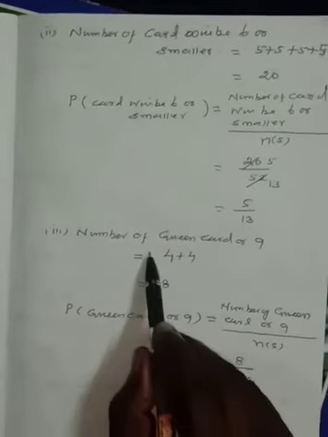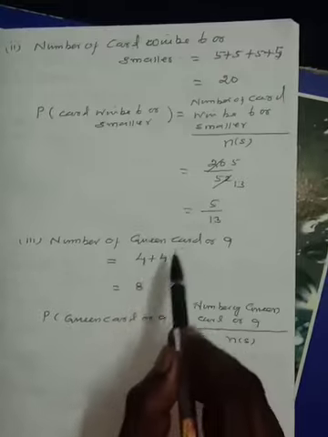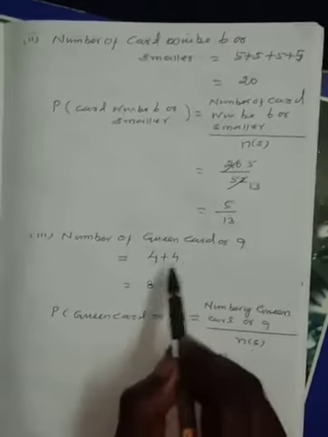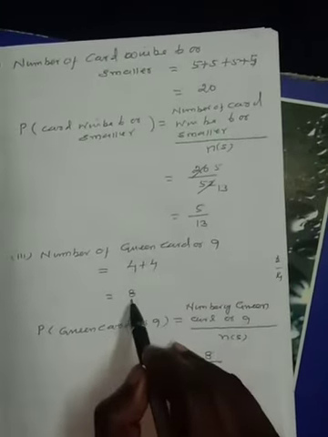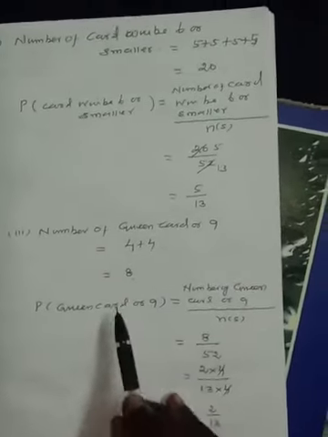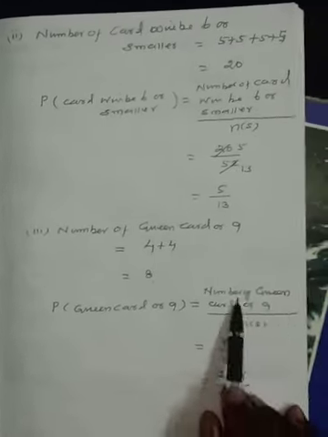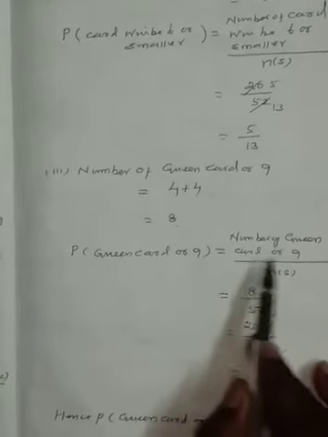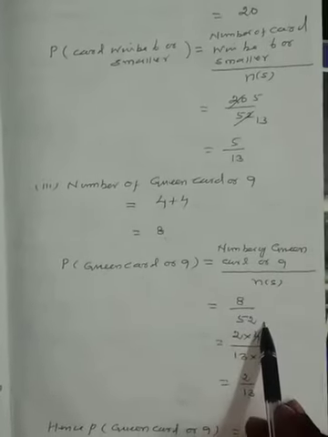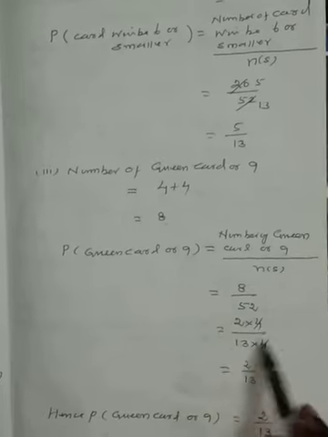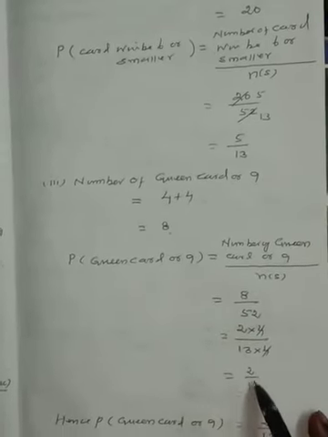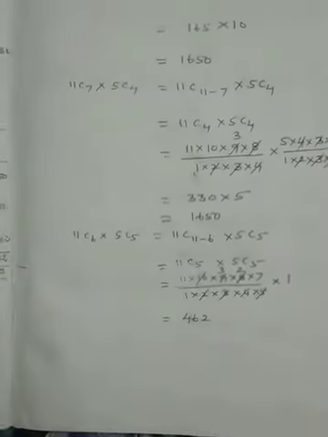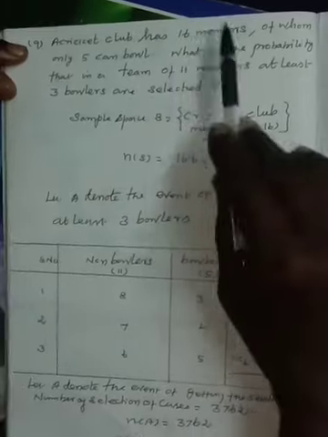Number 3. Number of queen or 9. Number of queen is 4. Number of 9 is 4. So 4 plus 4, mutually exclusive. So adding these two, 8. Probability of queen card or 9 is equal to number of queen card or 9 whole divided by n of S. Number of queen card or 9 is 8. Therefore 8 divided by 52. 2 into 4 whole divided by 13 into 4. Cancelling these two we get 2 divided by 13. Hence probability of queen or 9 will be 2 by 13.